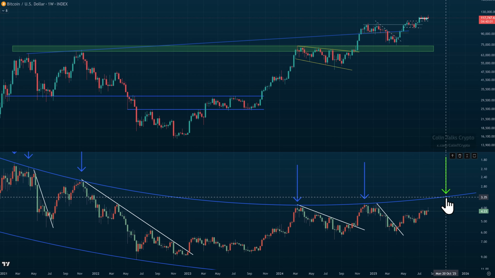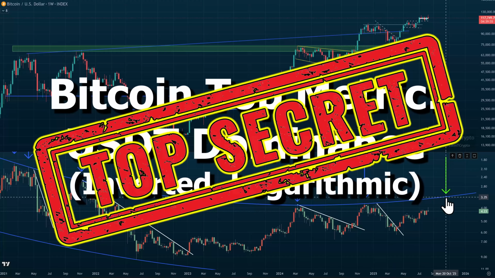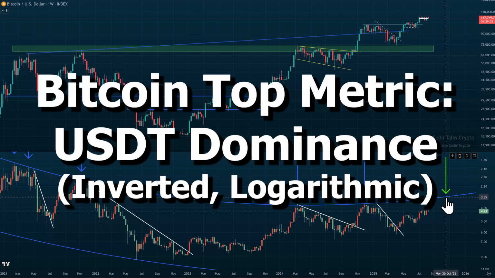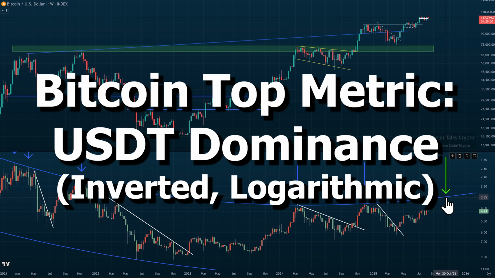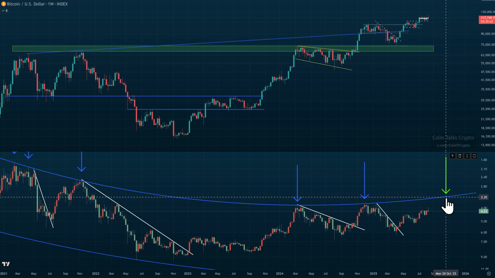I have something extremely exciting to show you. This is my highly coveted Tether dominance top and sub peak indicator. I'm going to show you how this works and why I'm so excited to take profits this upcoming time that this indicator flashes the sell signal.